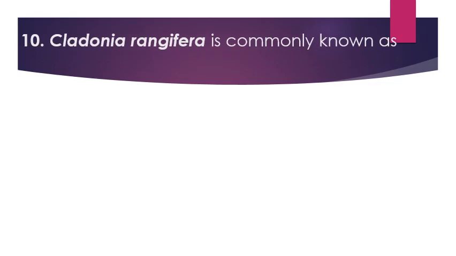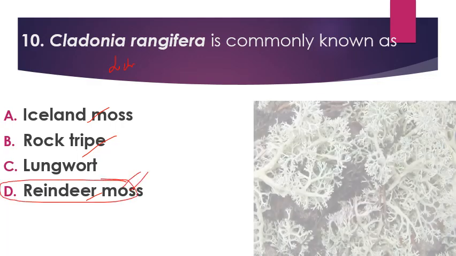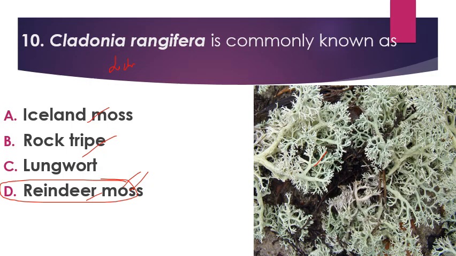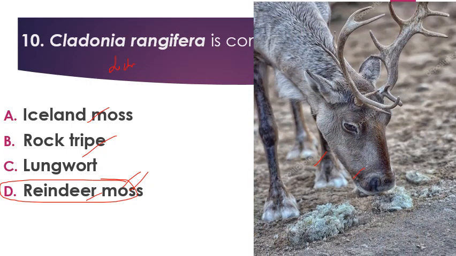Next question is Cladonia rangifera is commonly known as. Our options are Iceland moss, rock tripe, lungwort, or reindeer moss. So it is not basically a moss, it's a lichen. ये एक lichen है और this is commonly known as reindeer moss. Polar region में पाई जाती है. This is the photograph of this Cladonia rangifera. It is commonly known as reindeer moss. और reindeers इन्हें as a food use करते हैं.